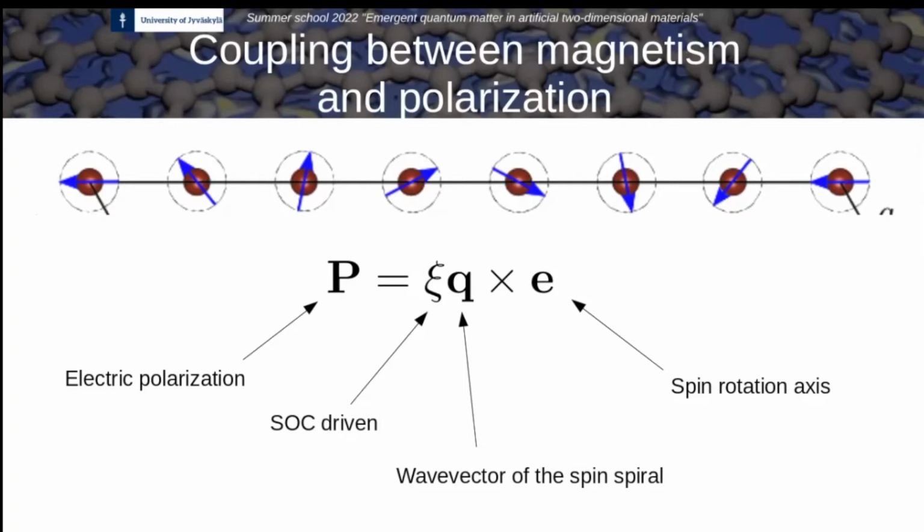Again, it is the vector that tells you by how much your spins rotate and in which direction in real space. And then we need to take the spin rotation axis of the spin spiral, which for this spin spiral is just a vector that is perpendicular to the screen, right? So it's just the rotation axis of your spin spiral. So this is just one different way of writing the Dzyaloshinskii-Moriya interaction in particular.